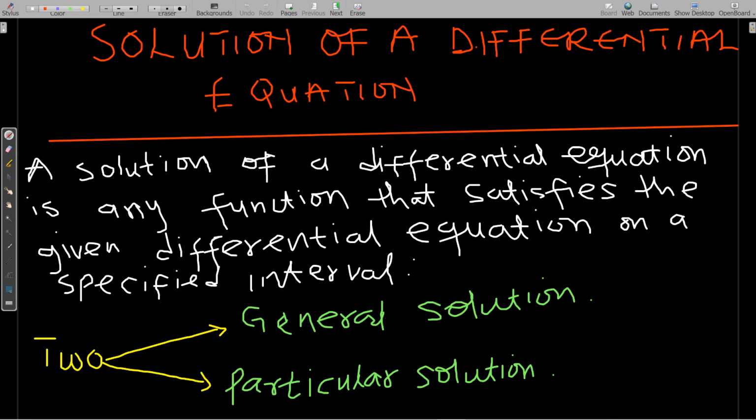Okay, so in this lesson we'll go through the solution of a differential equation. When you say this function given, or this thing given, is a solution to a given differential equation, what do we mean?